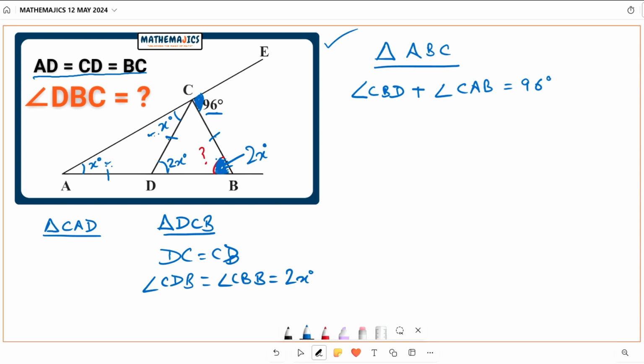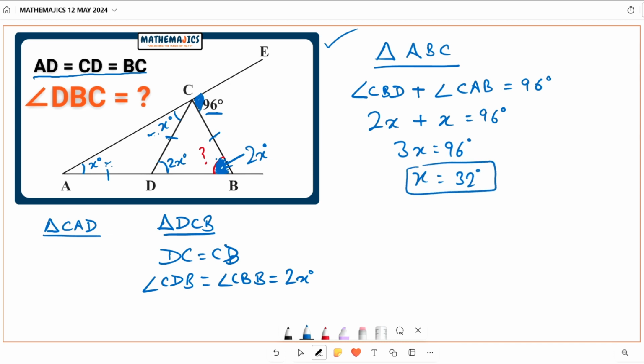So angle CBD. What is angle CBD? That is 2x. What is angle CAB? That is x, equal to 96 degrees. 3x turns out to be 96. That means x turns out to be 32 degrees. Correct.